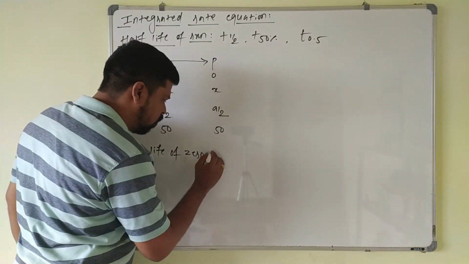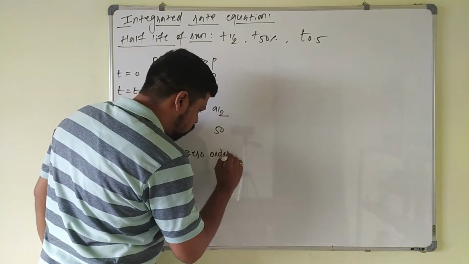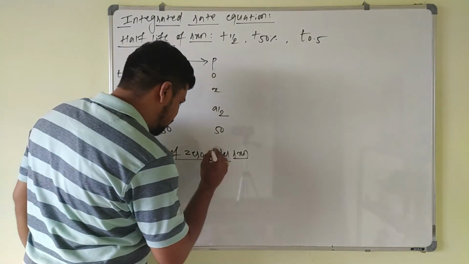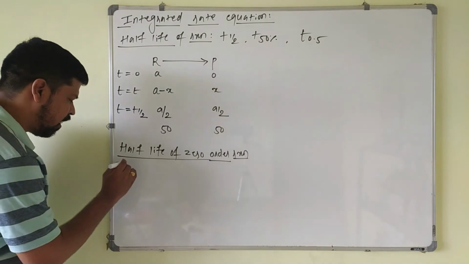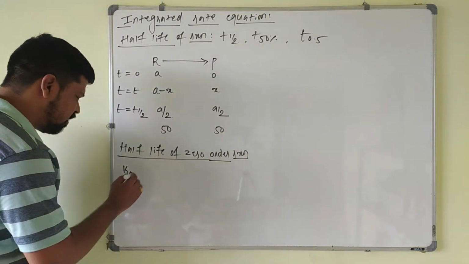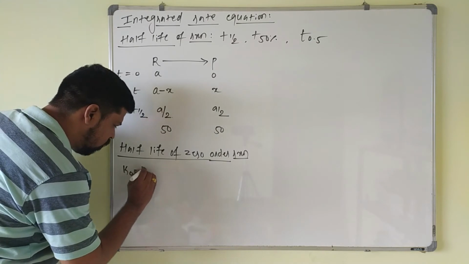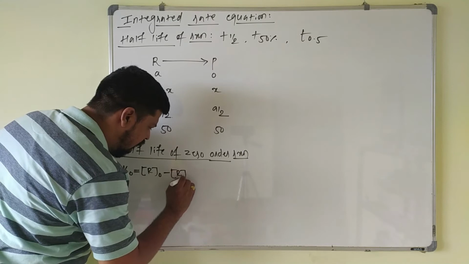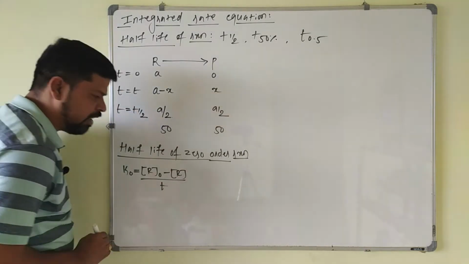Half-life of zero order reaction. So for zero order reaction, n value is equal to 0, we know that. And what is the rate constant equation for zero order reaction? Already you have derived, that is k naught is equal to R naught minus R divided by t here.